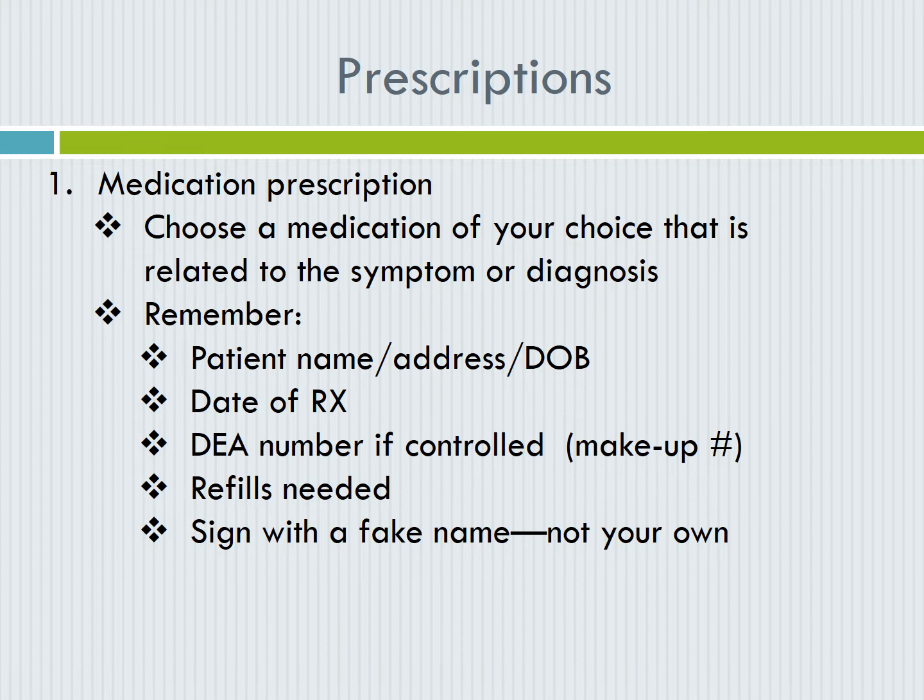On that prescription, you want to make sure that you have the patient's name and address and date of birth, and the date of the prescription. Now, if you are writing for a controlled substance, you need to remember that federal law says you need to write out the name of the month. So you can't just put 7 for July, you would need to put July. Also, if it does require a DEA number, then make sure that you just make that number up, and if there are any refills needed, include them, and sign with a fake name, not your own name.